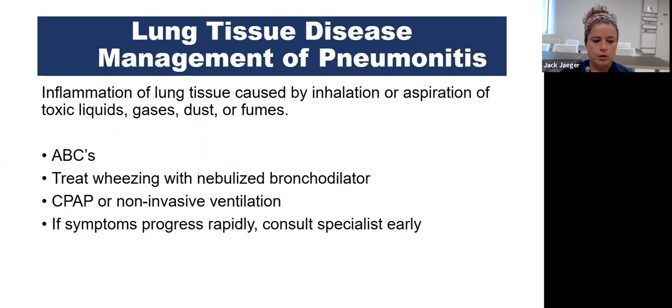The management of pneumonitis, I should say, inflammation of the lung tissue caused by inhalation or aspiration, and kids try to drink the craziest things. Infants, maybe someone's used baby powder and they've inhaled that. You never know what kids get into, but toxic liquids, gases, dust, or fumes into the lungs. Of course, first ABCs, you want to treat wheezing with a bronchodilator, consider CPAP or non-invasive ventilation, and then if symptoms are progressing rapidly, you want to consult a specialist early to know how to treat those lungs specifically.